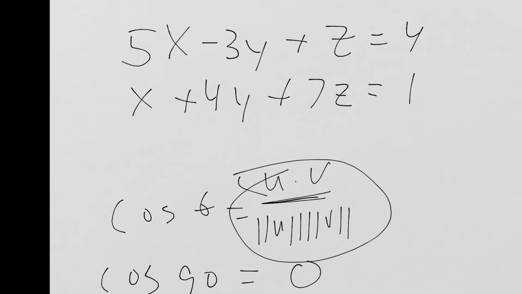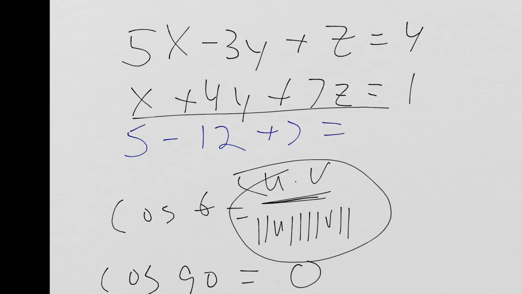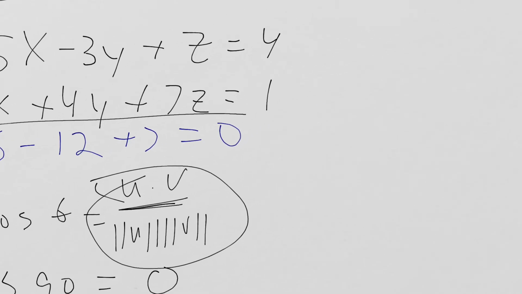So I'm going to take 5 times 1. That's 5. Negative 3 times 4 is negative 12. 1 times 7 is positive 7. If I add these together, I get 0. Okay, so these vectors, or these planes, are 90 degrees apart, or orthogonal.